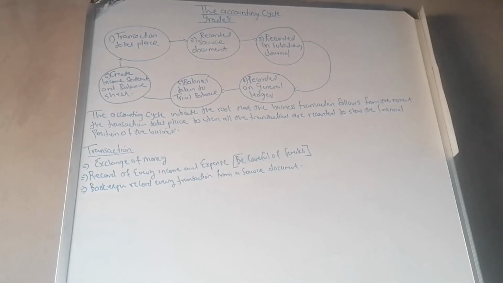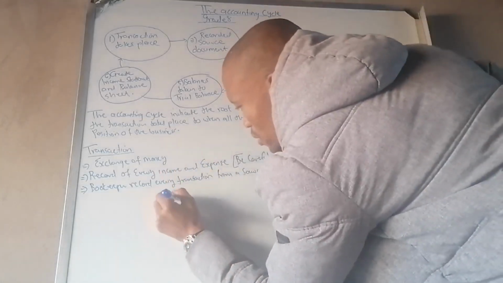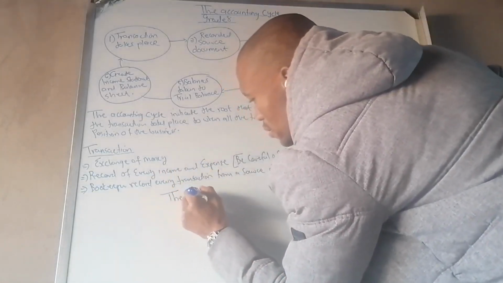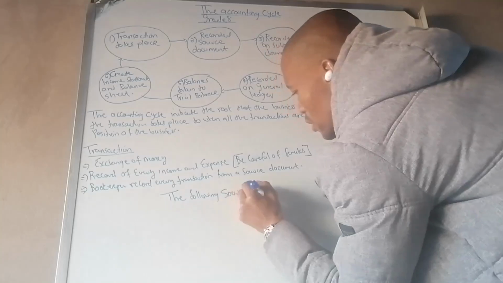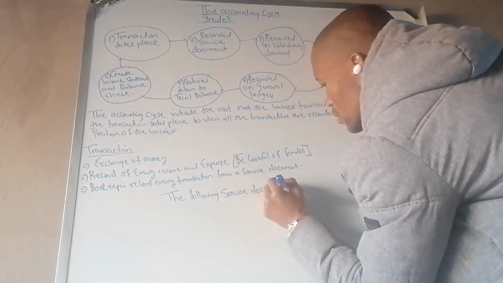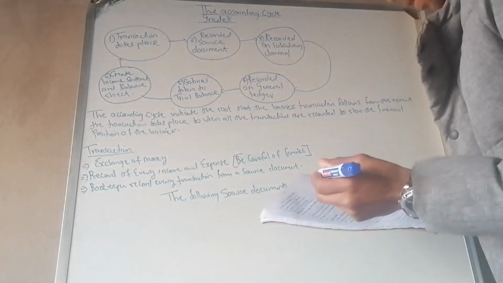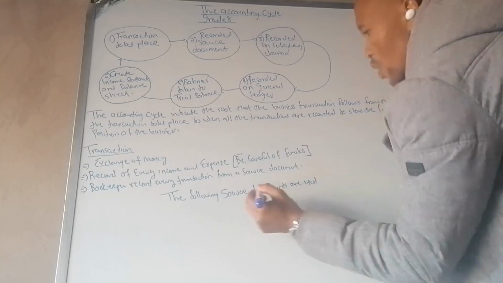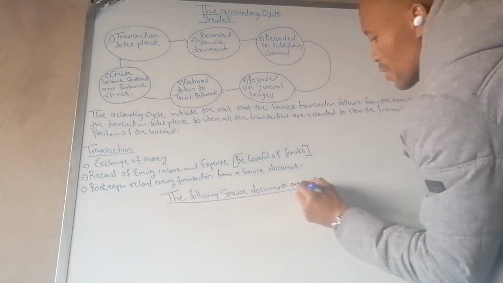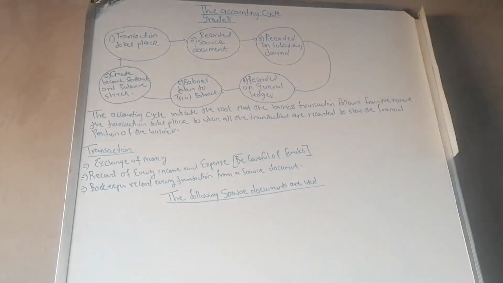And then the source documents that are being used. The following source documents are used. Go around this. Write for me the different source documents that are being used for transactions.